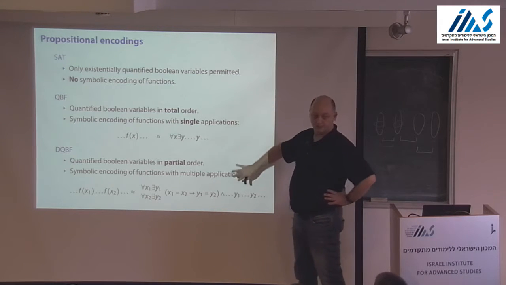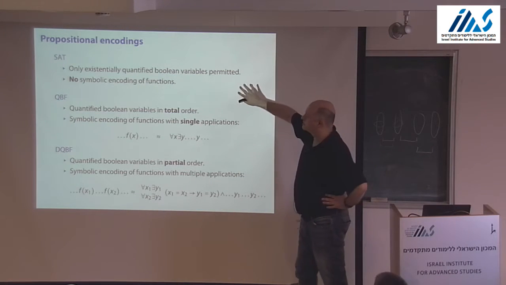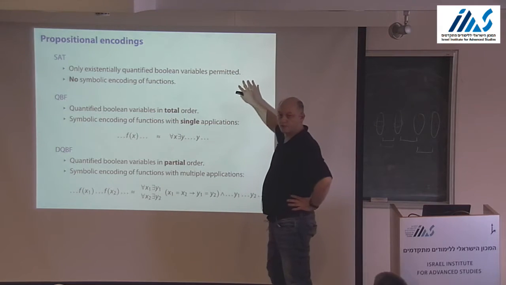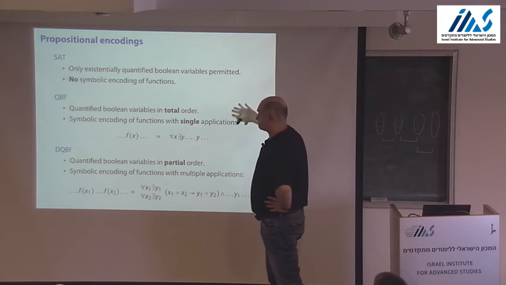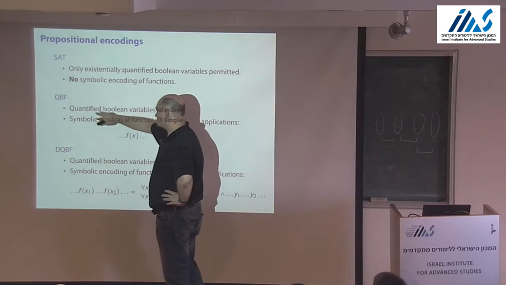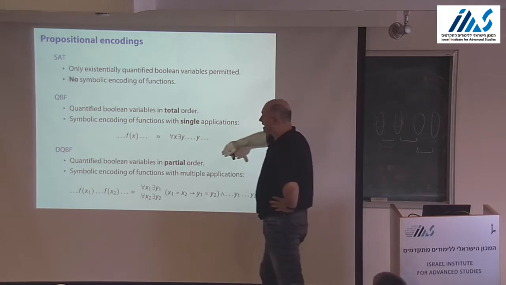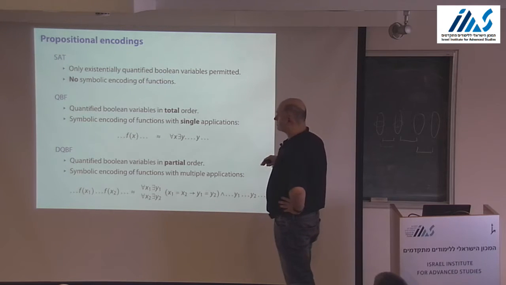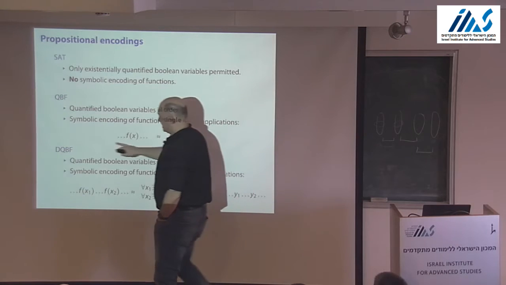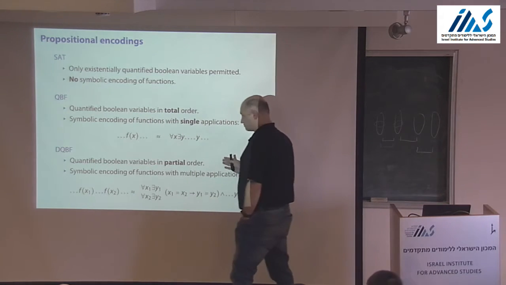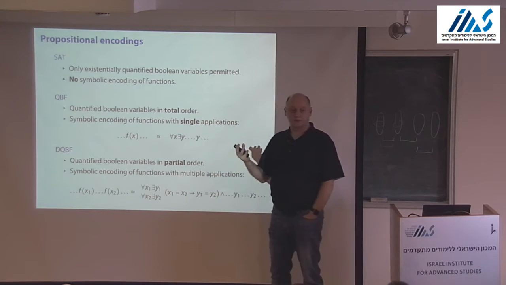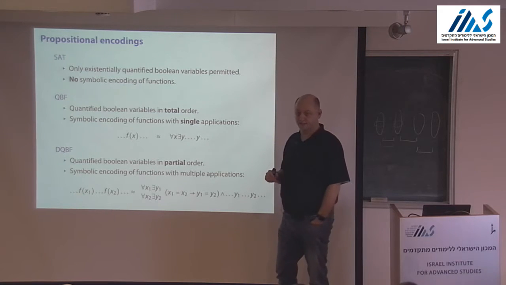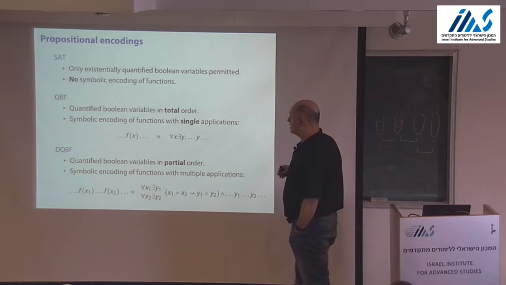So let me quickly tell you what the options here are. SAT means that I have a Boolean formula and I just want to know, is this satisfiable or not? QBF allows me to have quantification over Boolean variables, so I can have for all and exists in front of that. And DQBF is one step further, where I can bring my quantifiers into a partial order, and I can say for each quantifier which other quantifiers it will depend on.